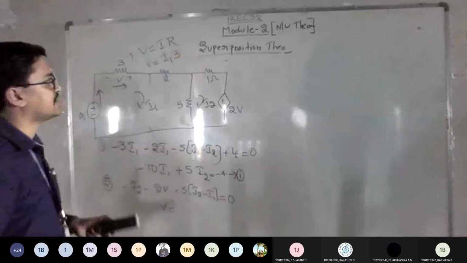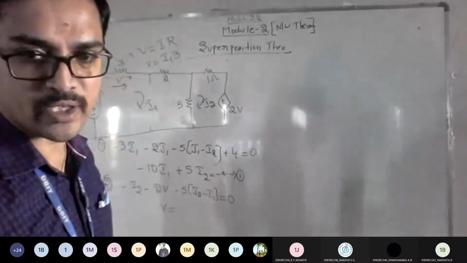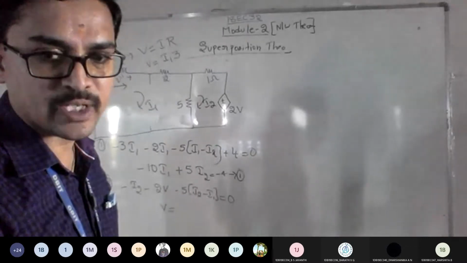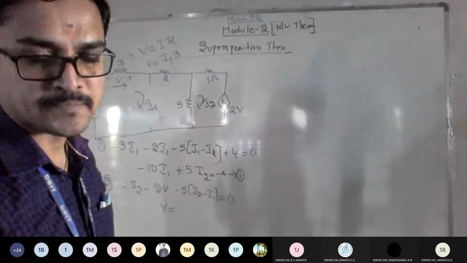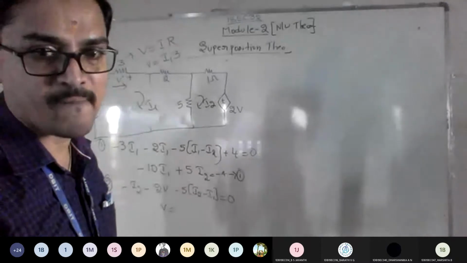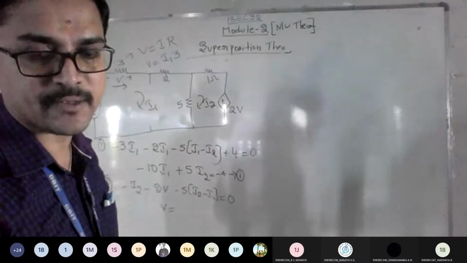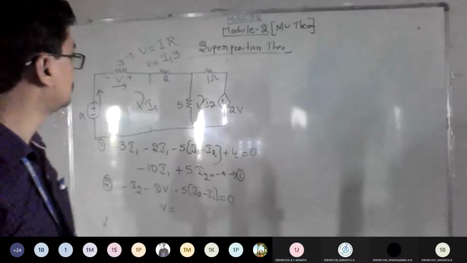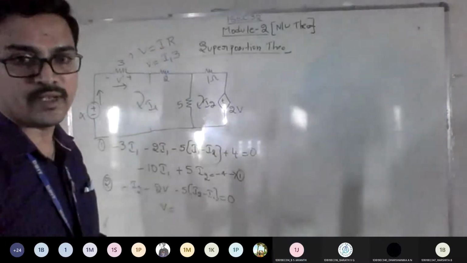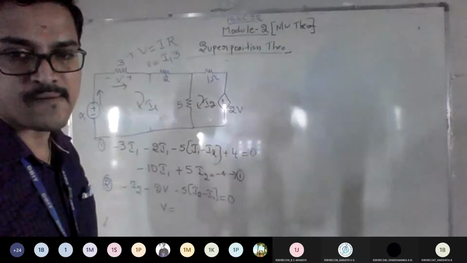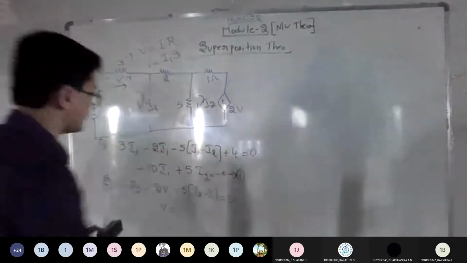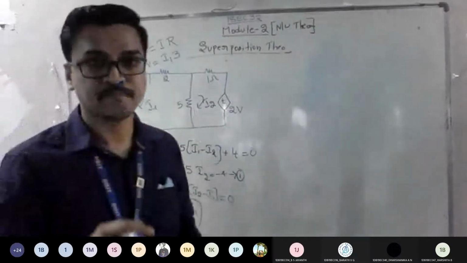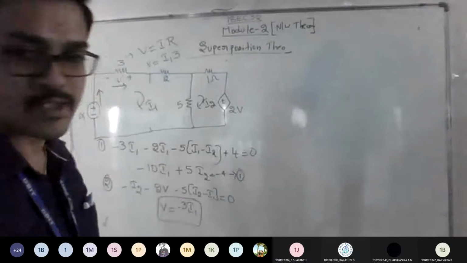Is it going in the same direction? Can I write positive only? Everyone, can I write positive only? I'm asking you people only. So what is V? Is it positive or negative? Negative, sir. Will you get negative? Yes, sir. So what is your V equal to now? Is it equal to minus 3I1? So V is equal to minus 3I1.